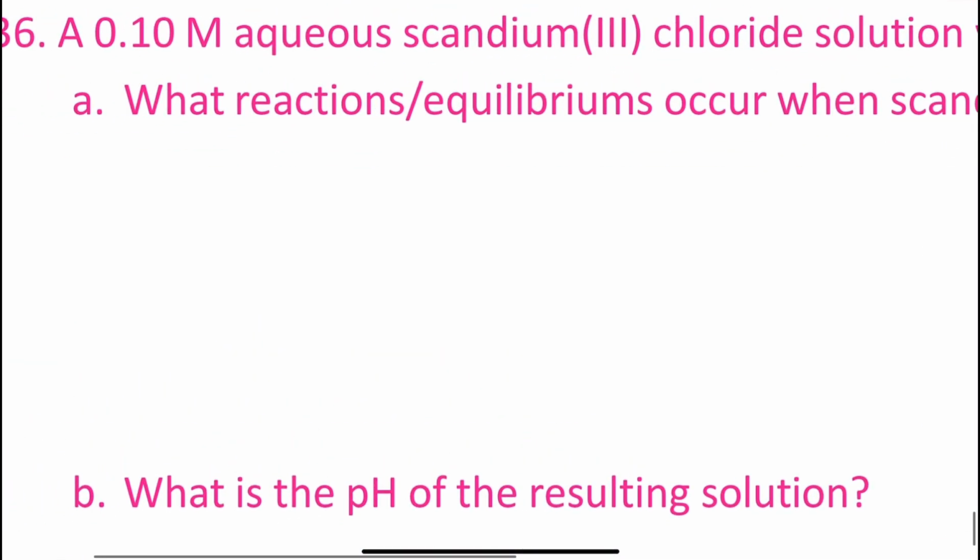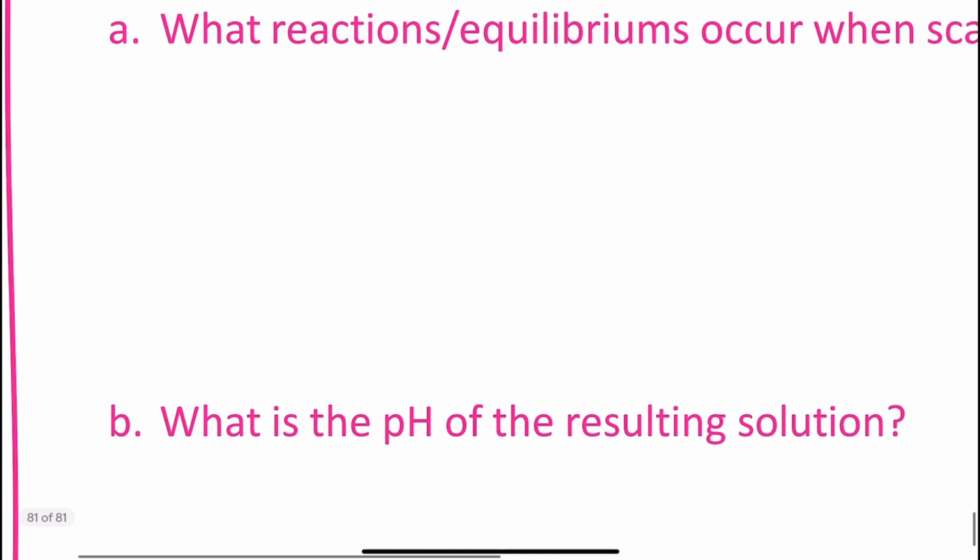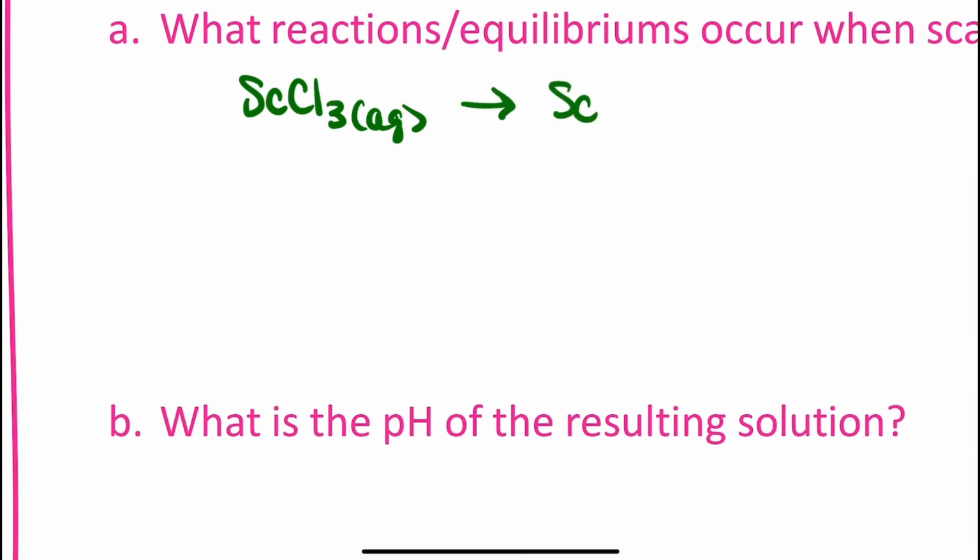Well, if Siri would leave me alone, scandium is Sc. So 3 plus, that means I got 3 chlorides. When I put that into water, it splits up into scandium ions and 3 moles of chloride ions. Remember that it's soluble, it's breaking up entirely. Why am I assuming that? Because I'm telling you it's an aqueous solution and I've got a concentration. I'm just going to assume it's splitting apart.